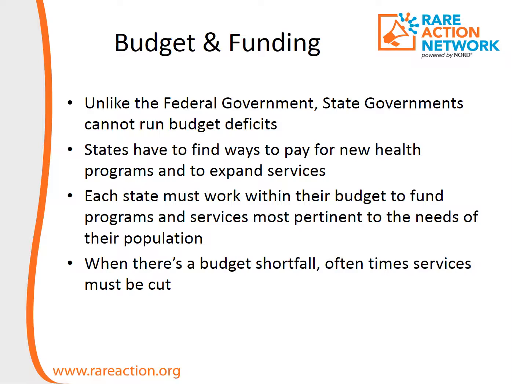It is also important to note that there are huge differences between how the federal government and state governments deal with budgets and financing. For example, the state governments cannot run budget deficits, which means if a state wants to pay for a new program, they have to find budget offsets or new revenue to pay for it. Whereas if the federal government wants to fund a new program, they don't necessarily have to pay for it. They could just run a budget deficit and increase the national debt.